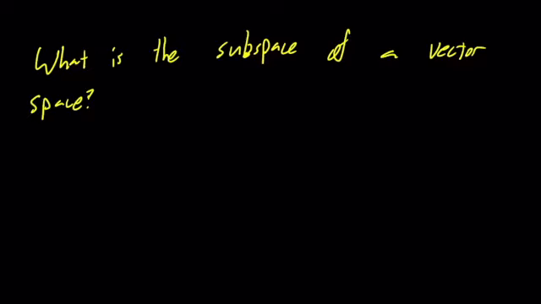So let's read this question. What is a subspace of a vector space? In linear algebra, subspaces are simply smaller fractions within a larger space. Yeah, it's pretty self-explanatory. And a non-empty subset of a vector space is a subspace when it is a vector space with the same operations defined in the original vector space.